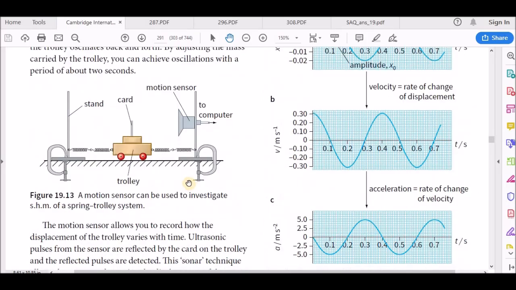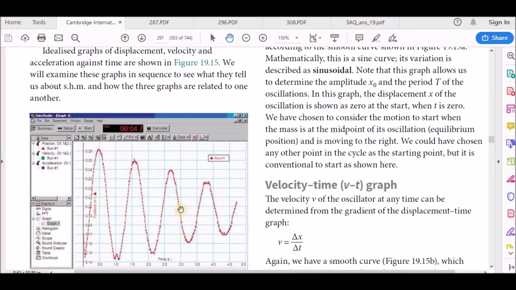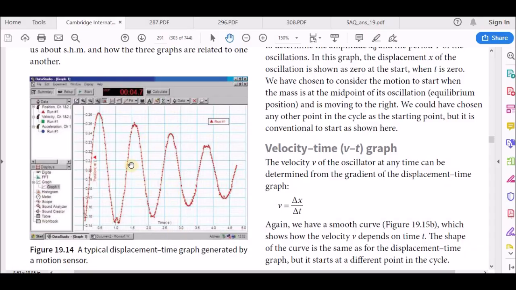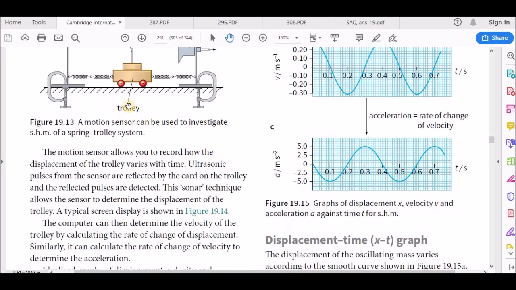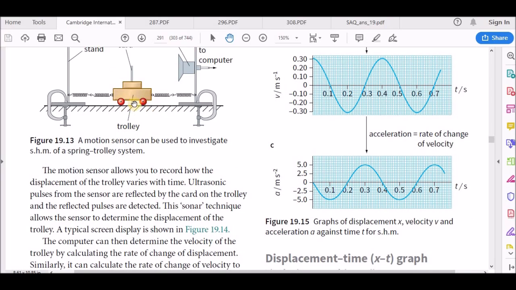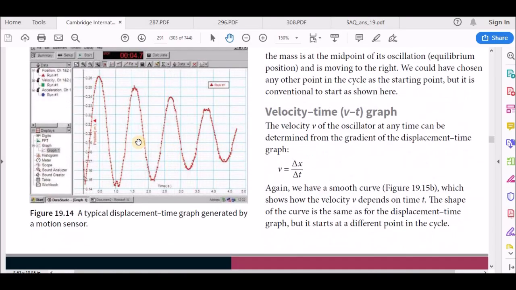The motion sensor is connected to the computer, so you will get something like this. Now you can see the amplitude of the displacement decreases with time. Because of friction there is damping, so the amplitude becomes less and less, and finally it stops. So this is what you get.